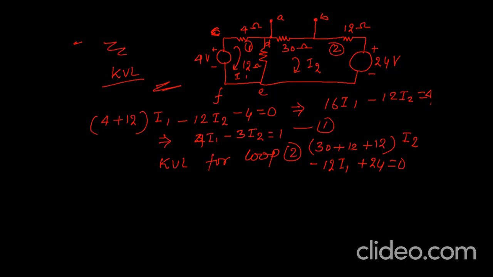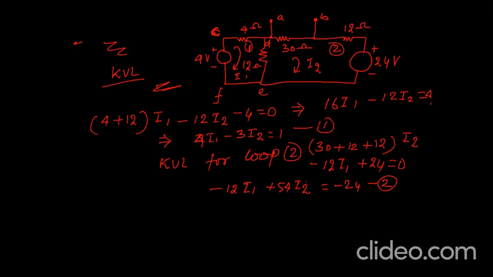So 12, and this is 12, this is 30, and then it will be 54 I2 minus 12 I1. So we can write simply minus 12 I1 plus 54 I2 equal to minus 24. This is equation number 2.